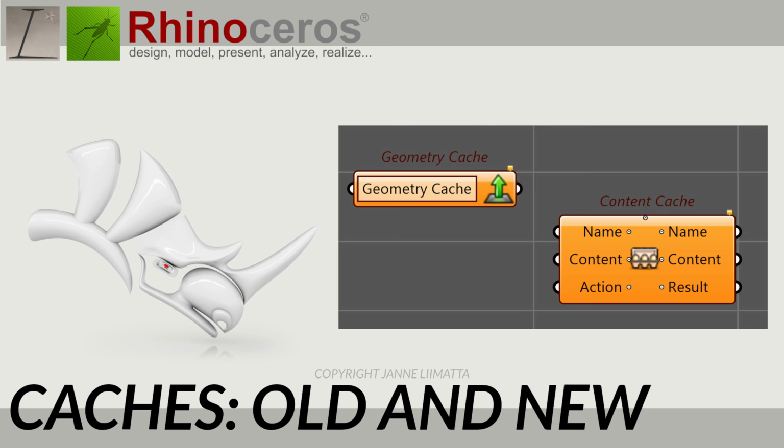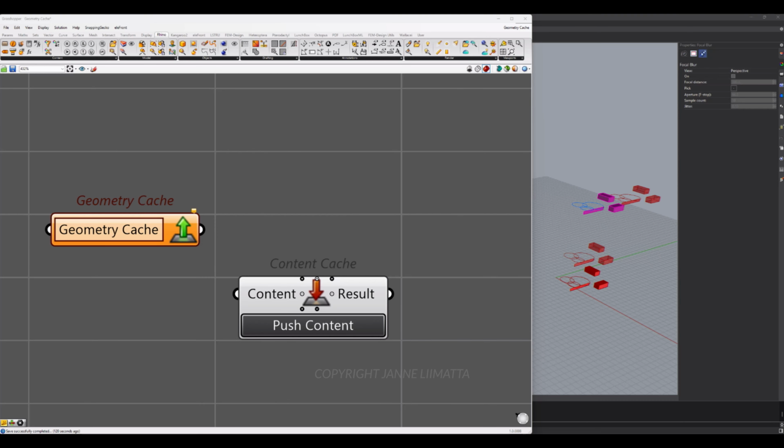So the conclusion is that the new component content cache that replaces the old geometry cache is more versatile, can take other types of content than just geometry, for example layers, can be used with data tree structures, and possibly has some performance increases when the data is no longer stored in the user texts. Of course, this limits the user's possibilities to edit the caches manually through the Rhino UI. As an added bonus, the new component has the ability to hide and show inputs and outputs.